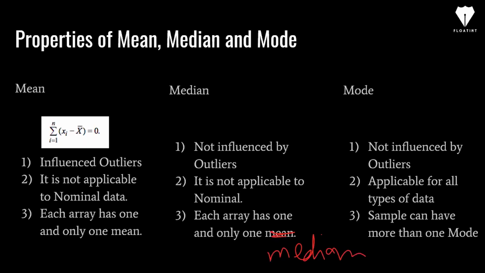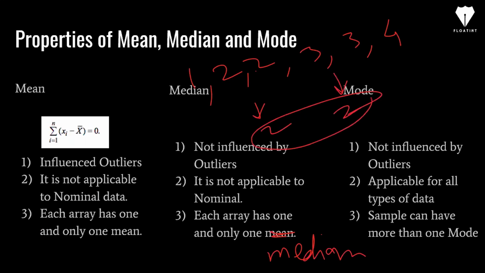I'll give you an example of multiple modes. Let's say you have 2, 2, 3, 3, 4, and 1. You have this data set. Now 2 is repeated 2 times, 3 is repeated 2 times. So the maximum frequency of repetition is 2, but there are two numbers which are behaving in this way. So in this data set, 2 and 3 are the two modes of this data. We also call this a bimodal data set, right? So we have two modes.